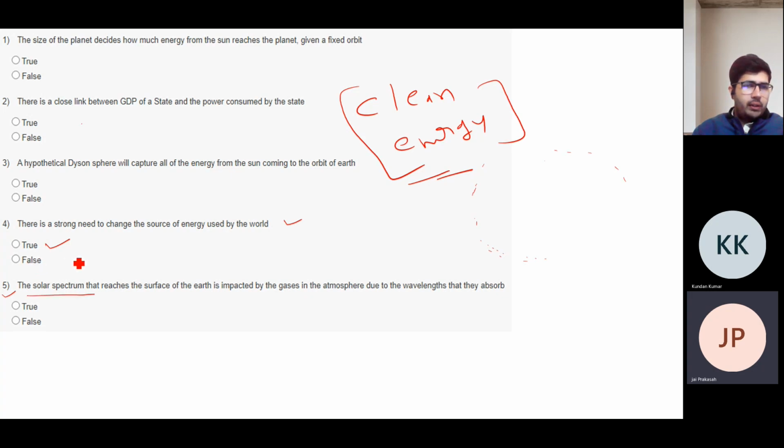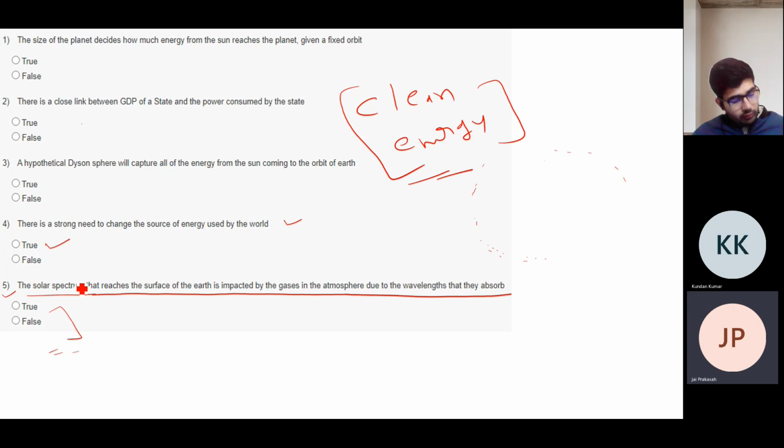Question number 5. The solar spectrum that reaches the surface of the earth is impacted by the gases in the atmosphere due to the wavelength that they absorb. True or false? Anyone? The solar spectrum that reaches the surface of the earth is impacted by the gases in the atmosphere due to the wavelength that they absorb.